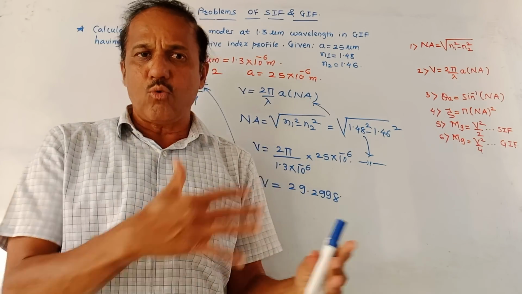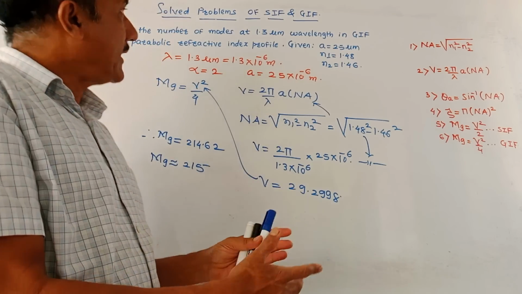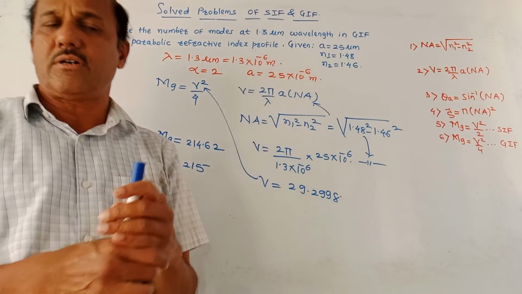So this is the way the numericals are solved as far as these SIF and GIF fibers are concerned.